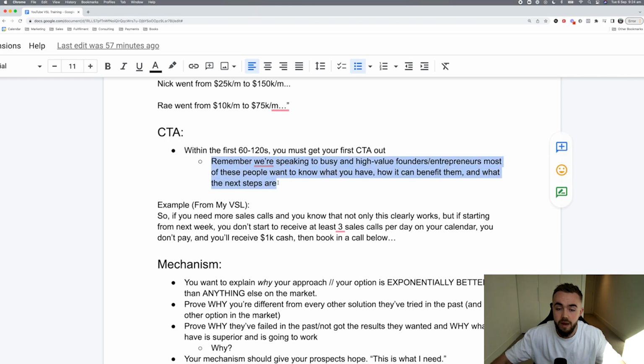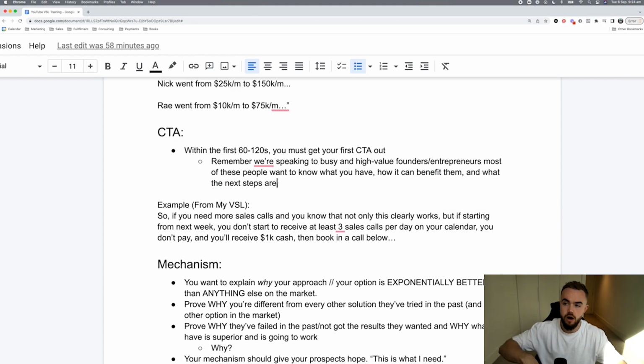So basically, we've got to remember that we're speaking to busy and high-value founders and entrepreneurs, and most of these people just want to know what you have, how they can benefit from it, and what the next steps are. So you want to get your first CTA out ideally in the first 60 seconds, because you're going to catch all the people who are just kind of like, what have you got? Let me just do whatever's needed, right?